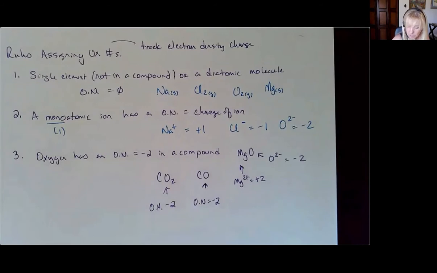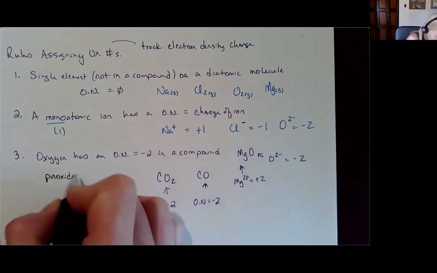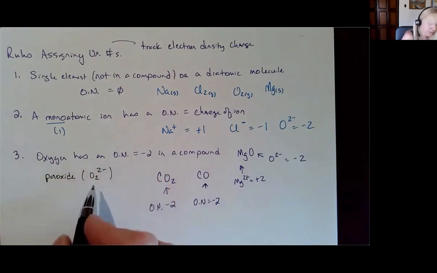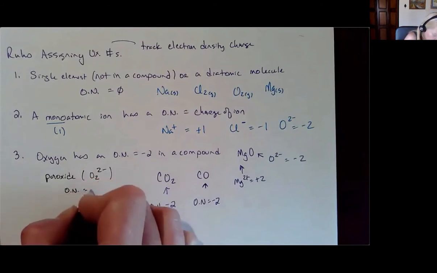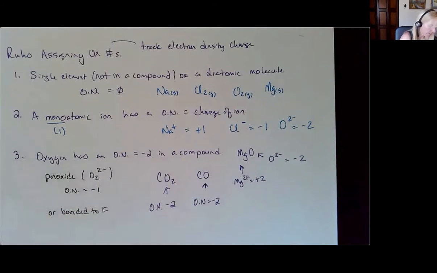There are some exceptions here. If oxygen is in a peroxide, and remember, peroxide is a polyatomic ion where I have 2 oxygen atoms and it has a -2 charge, then the oxidation number for oxygen is -1. Or if it's in a compound with fluorine, because fluorine is more electronegative, oxygen is going to have a +2.